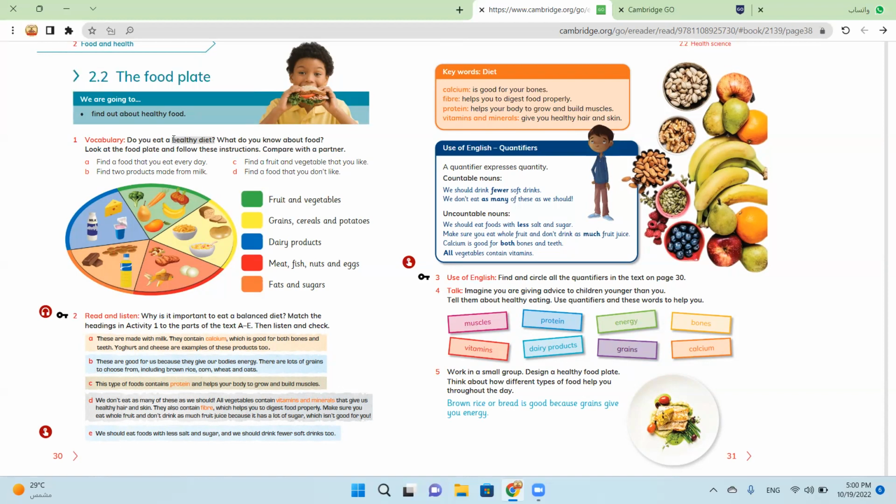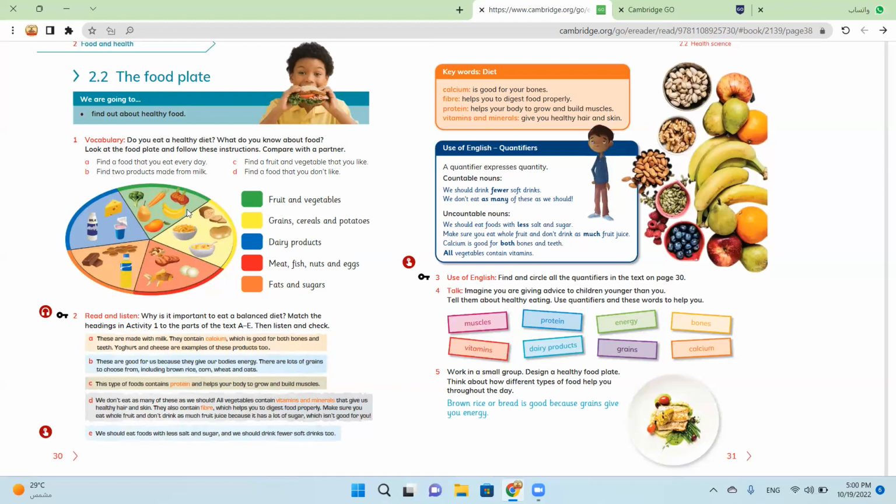So, do you eat a healthy diet? What do you know about food? So let us understand more about ourselves. Look at the food plate and follow these instructions. Here is the food plate. And we need to compare with a partner. For A, find a food that you can eat every day.